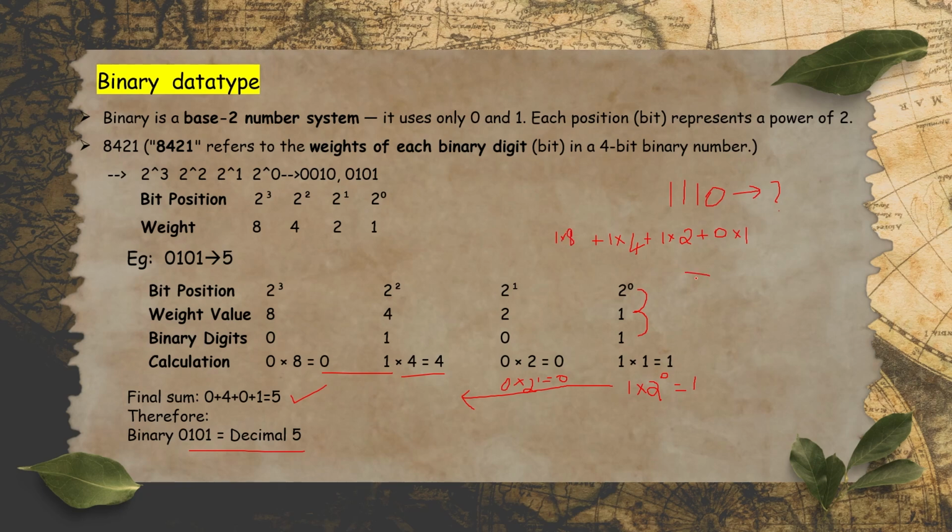Now what I'll do is try to do the sum of all these. It is 8 plus 4 plus 2 plus 0. So what is the final answer? It is 14. So finally the binary number converted to a decimal number is 14, and the binary number is 1110. This is how it works. And you have to always follow the calculation from right to left.